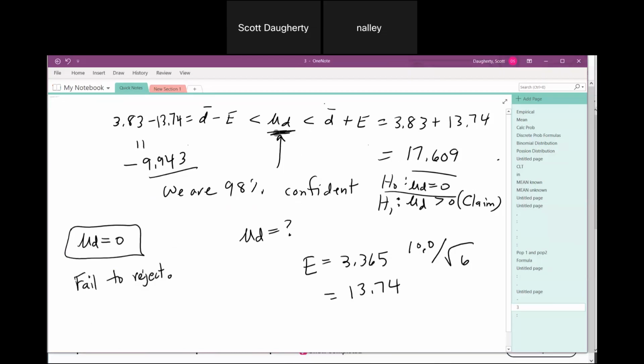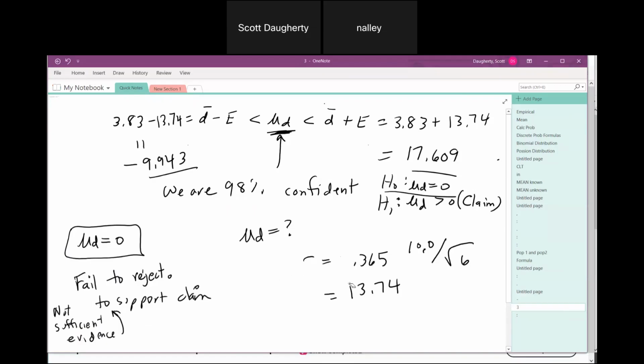Because mu sub d being 0, 0 is in this confidence interval. So I can't reject the null, and that leads to the same conclusion. Failing to reject the null means you can't support the alternative, which means you can't support the claim. So you fail to support the claim, or there's not enough evidence to support the claim. That would be the same conclusion that we had when we did the hypothesis test.